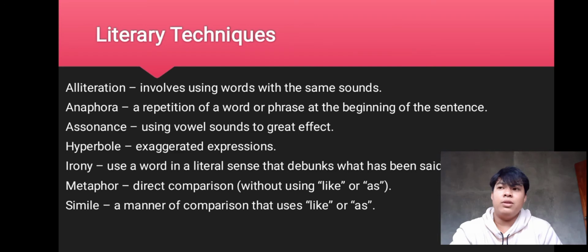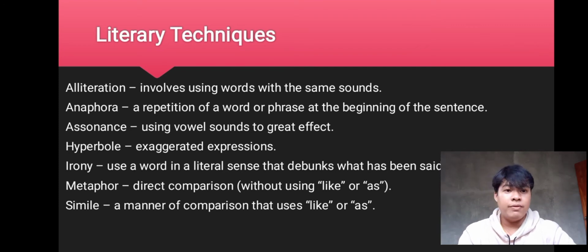Another example is Coca-Cola. Co, and then cola, Coca-Cola. The two examples I have mentioned are great examples of alliteration.